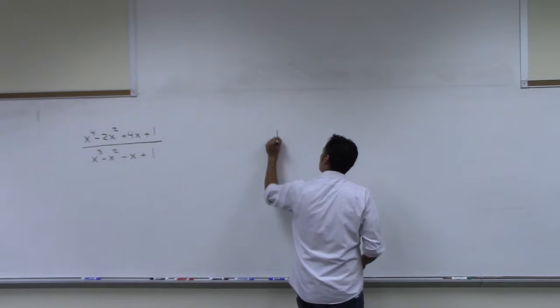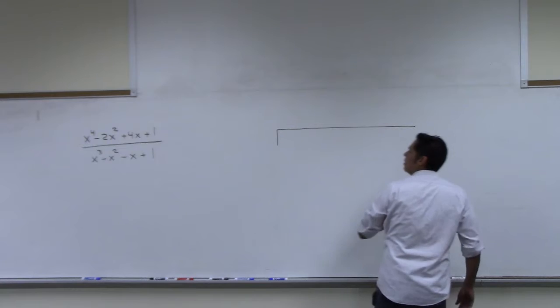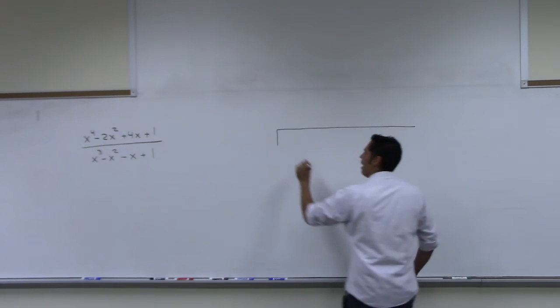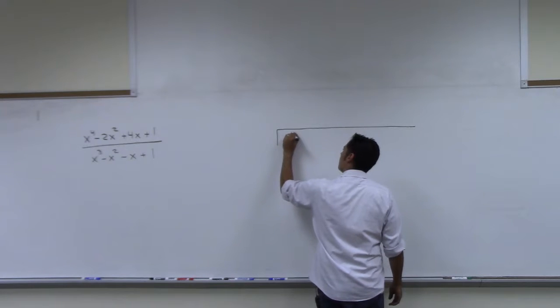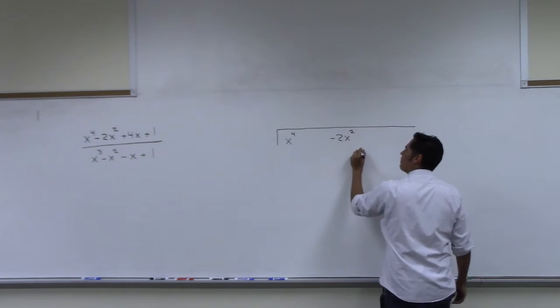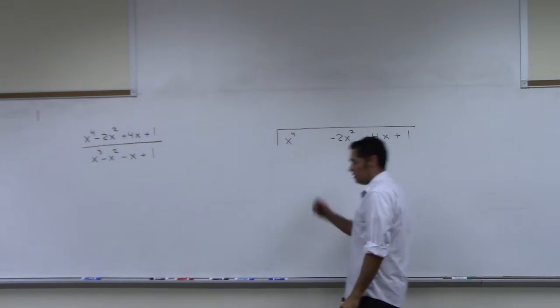And we all love long division. We all remember how to do this, right? We write the numerator in the division box, right? X to the fourth minus 2x squared plus 4x plus 1. Okay.